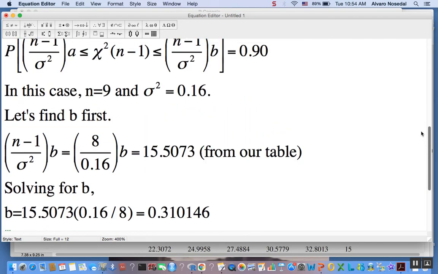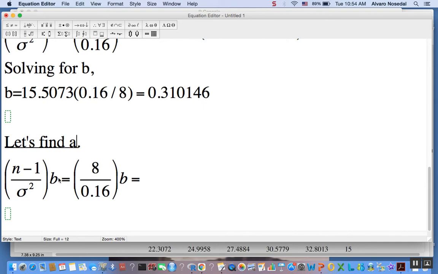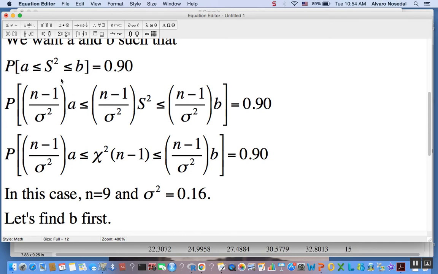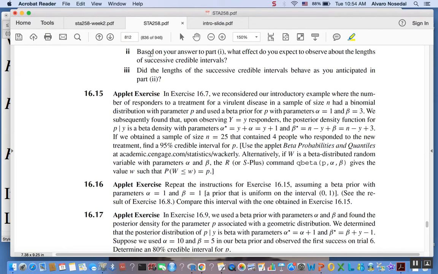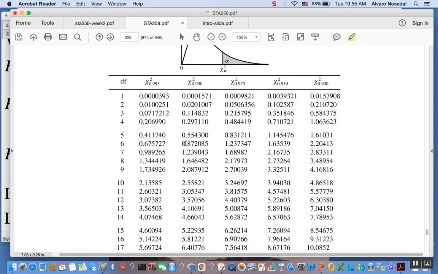So we have something similar, right? N minus 1 divided by sigma squared times A. But now, since we want 5% to the left of this guy, and our table gives you areas to the right, okay? So what we need is 95, oh sorry, it's page 850. So what we want is a number from a chi-square with 8 degrees of freedom, and we want that number to have 95% to its right. And again, remember, that's because your table gives you areas to the right.